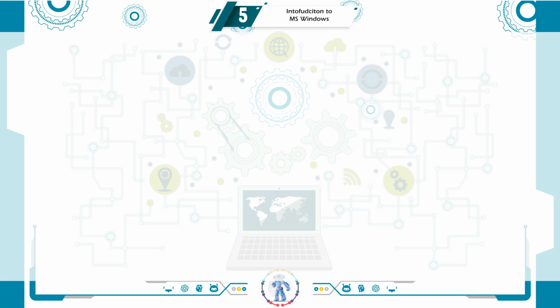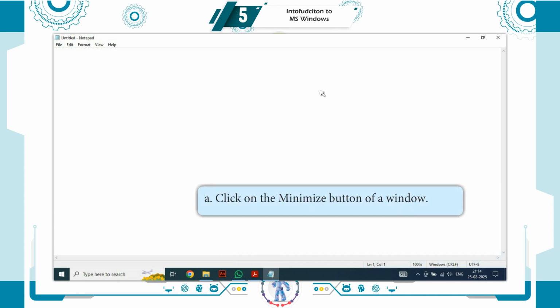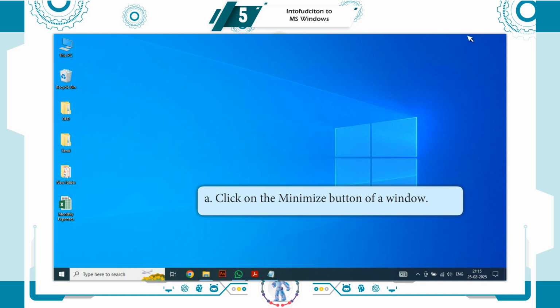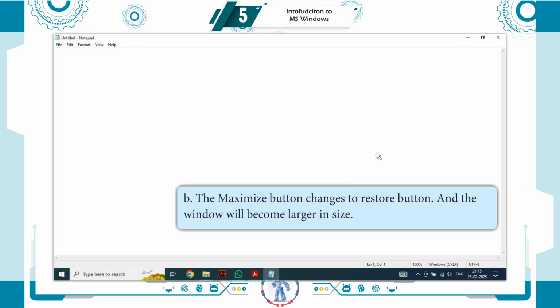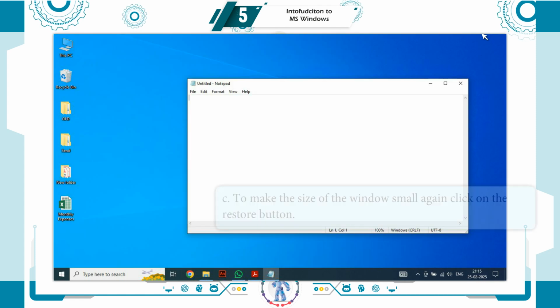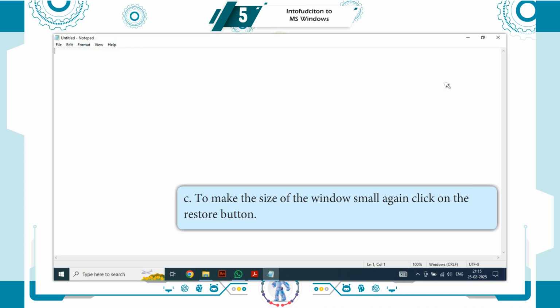Resizing a window. Resizing a window can be useful in many situations. It means to change the size of the window. As discussed in the previous section, there are 3 control buttons on the right side of the title bar. It includes Minimize, Maximize and Close button. A. Click on the Maximize button of a window. B. The Maximize button changes to Restore button and the window will become larger in size. C. To make the size of the window small again, click on the Restore button.